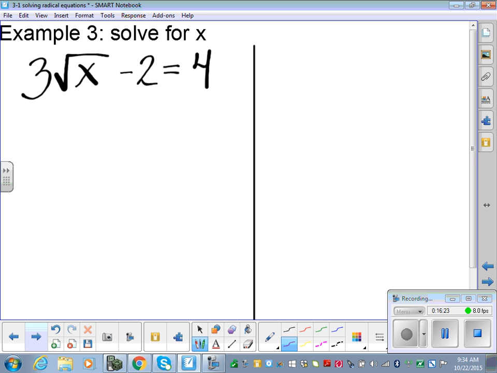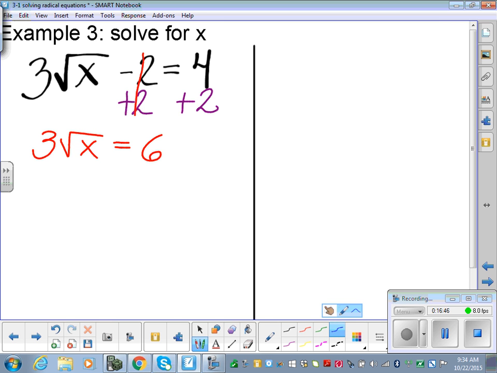Isolate the radical. So we've got to get the radical alone. What would we do? Add 2 to both sides of our equation. Very good. So then that adds up to be 0. So we have 3 times the square root of x is equal to 4 plus 2, 6. All right. Now, is our radical isolated yet? No, it's got to be completely alone. What do we do? Good. Divide both sides of the equation by 3.